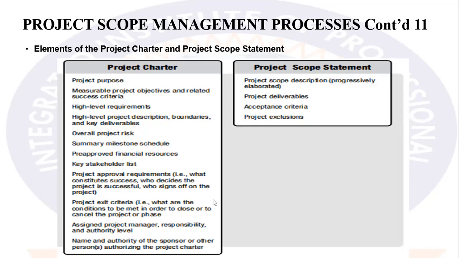Among other things, the project charter has the overall project risk, summary milestone schedule, pre-approved financial resources, key stakeholder list, project approval requirements, project exit criteria, assigned project manager, responsibility and authority level, and the name and authority of the project sponsor or other persons authorizing the project charter. So all of these are contained in the charter, and the others are contained in the scope statement. Okay. So as you get this study material, please take your time to go through and review.